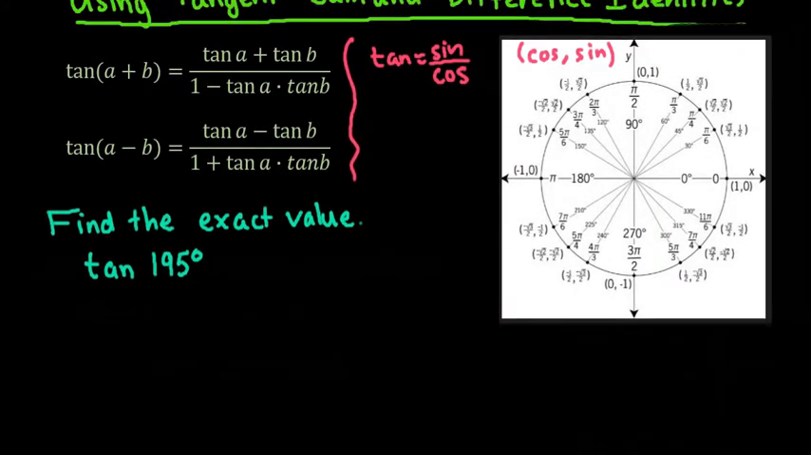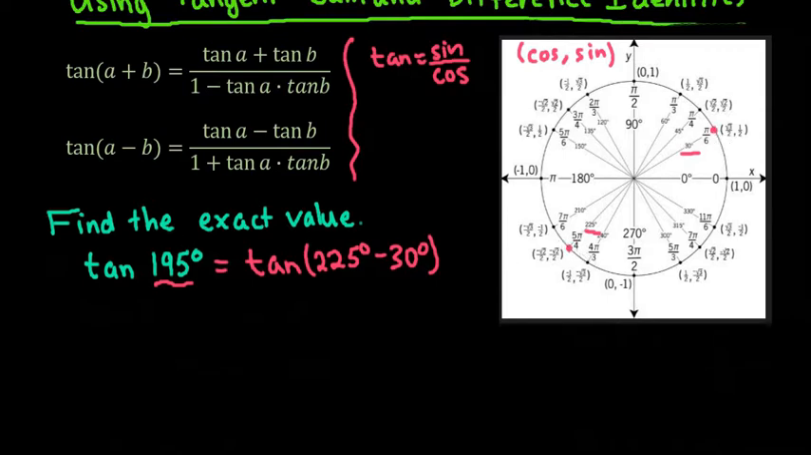All right, so let's get started with the example that I have here. The first thing that you want to do is find two values that have a sum or a difference that equals 195. The values that I picked were tangent of 225 degrees minus 30 degrees. So I picked two values that are on here. 225 is right here, and 30 is here. We're going to use those coordinates to help us find the tangent.